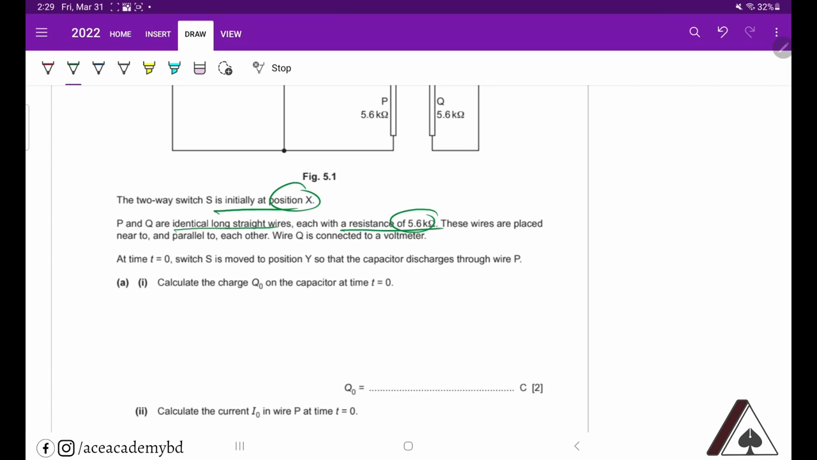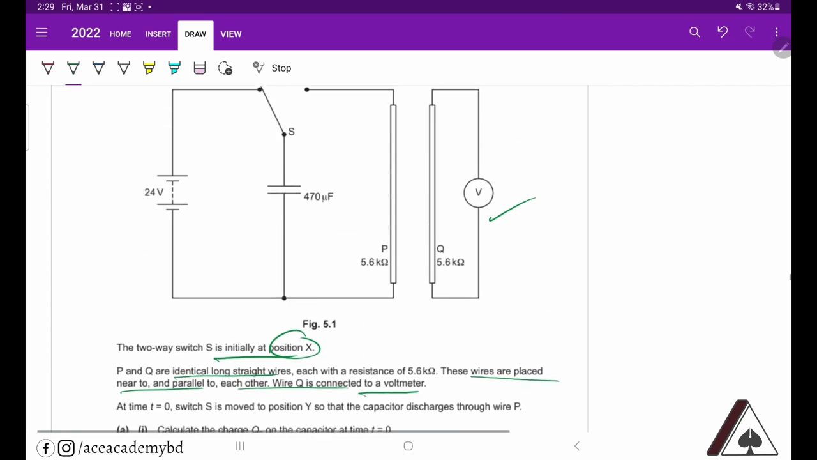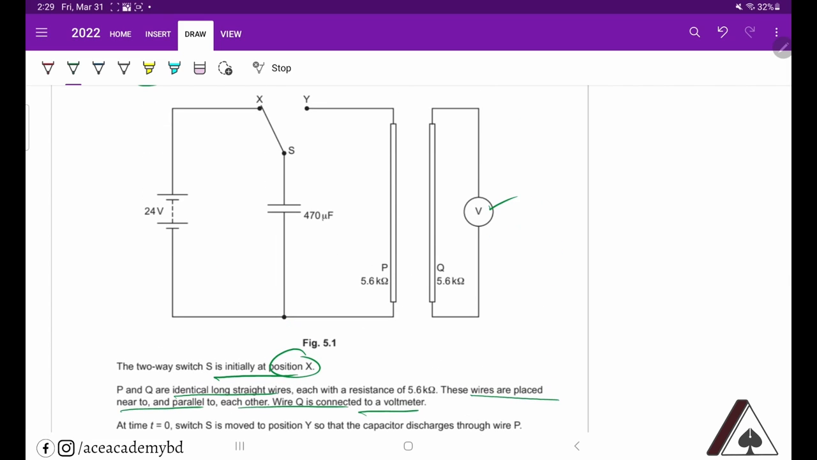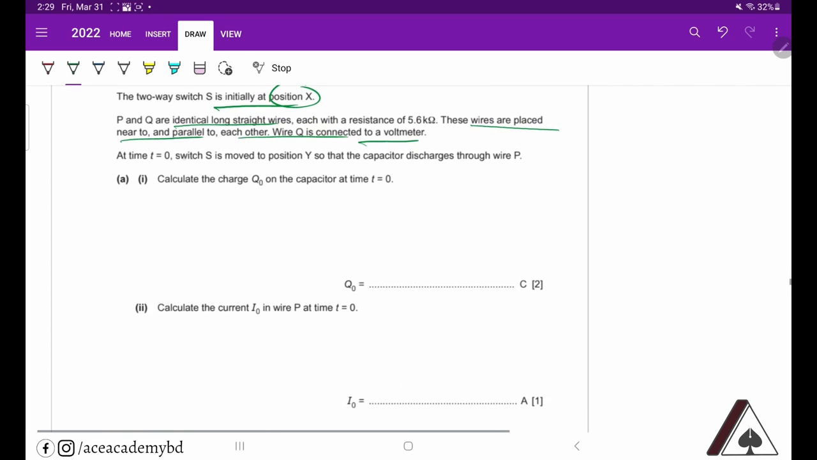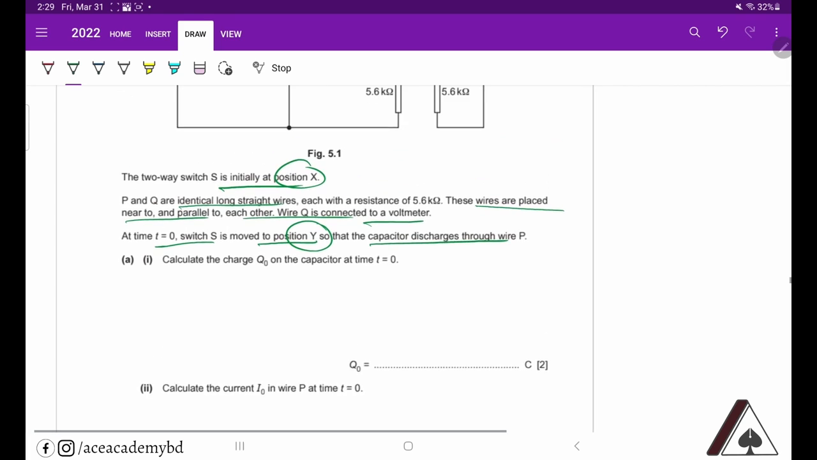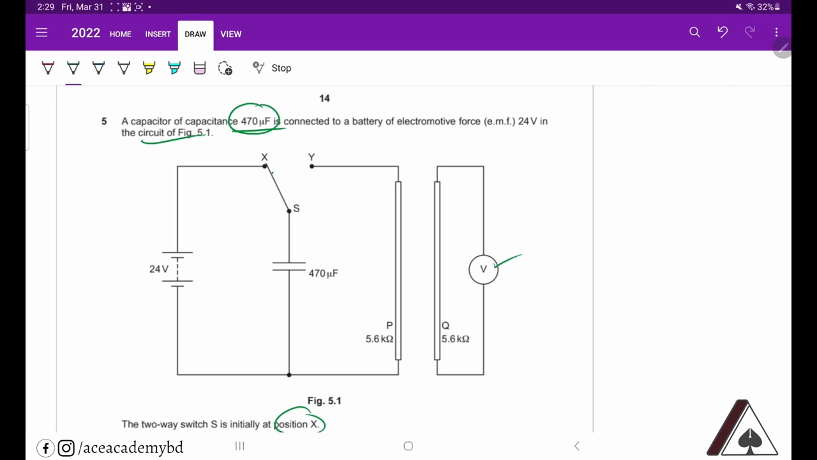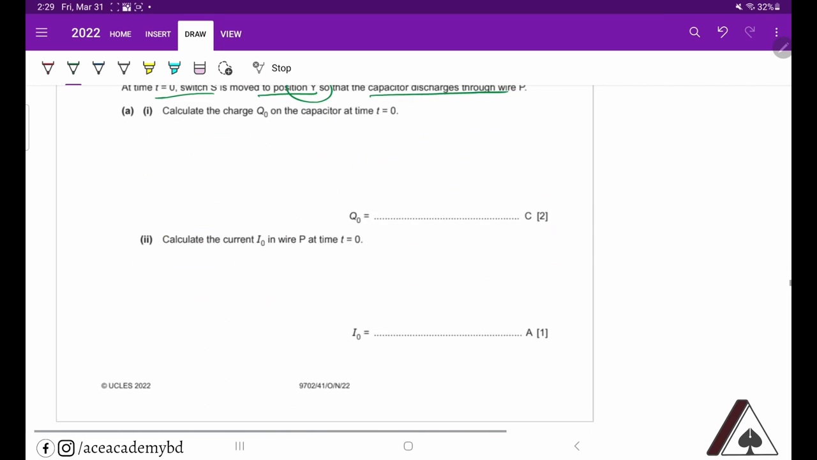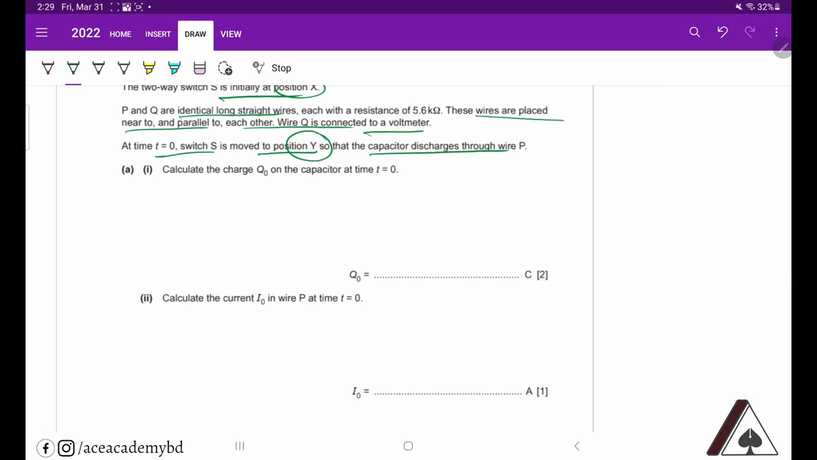Each wire has a resistance of 5.6 kilo ohms. These wires are placed near to and parallel to each other, where Q is connected to a voltmeter. So over here you can see wire Q connected to a voltmeter. At time t equals 0, switch S is moved to position Y so that the capacitor discharges through the wire P. So at time 0, S is connected to position Y.